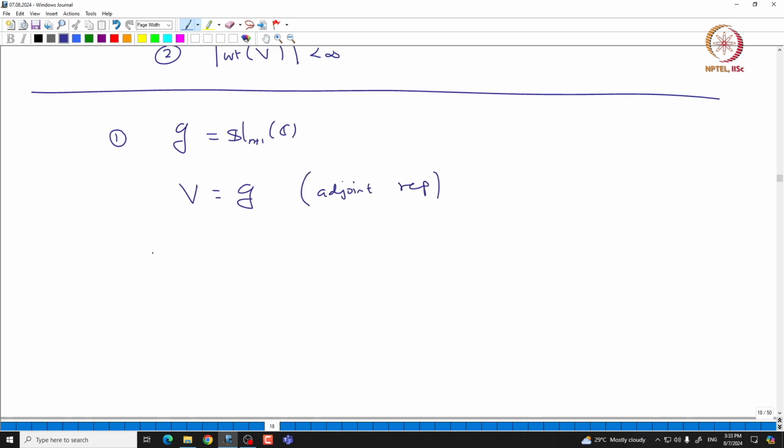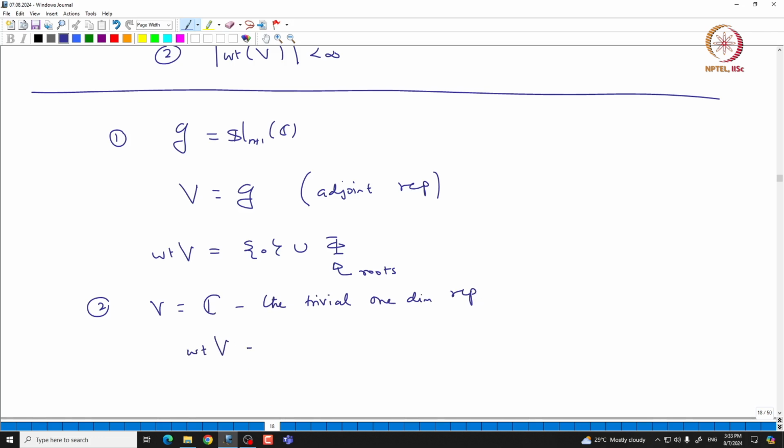So, then the weights of V were given by 0 union phi, given by the roots plus the 0. So, if we take V being the trivial one-dimensional representation, then it is easy to see that the weight is just given by the 0 weight.